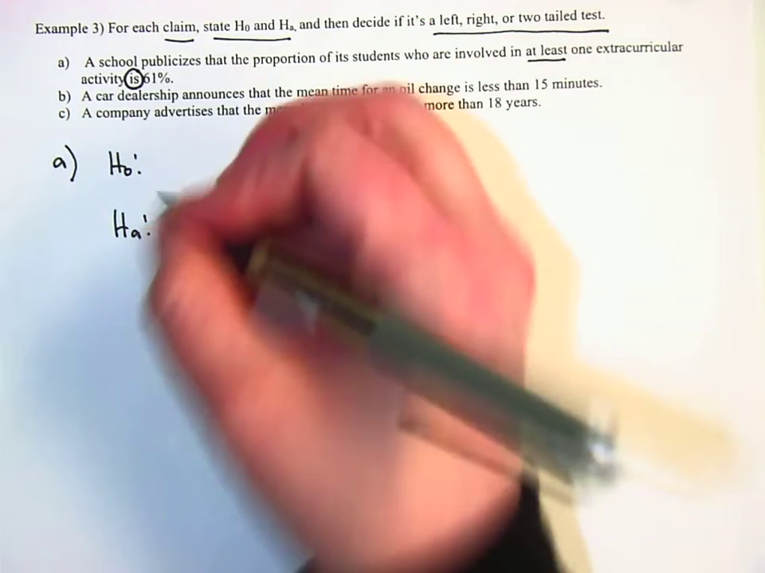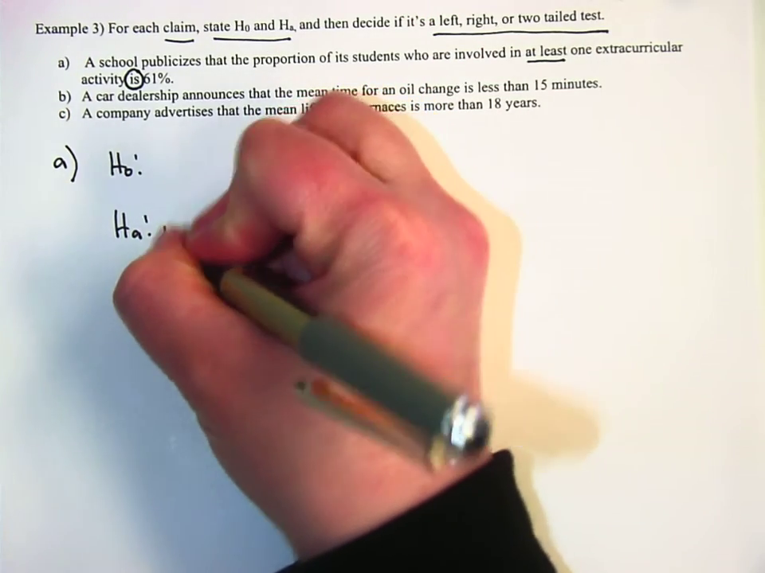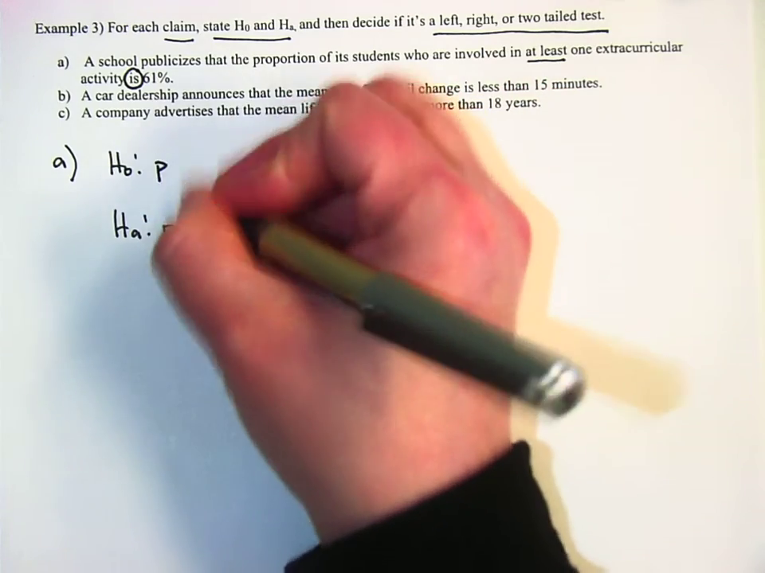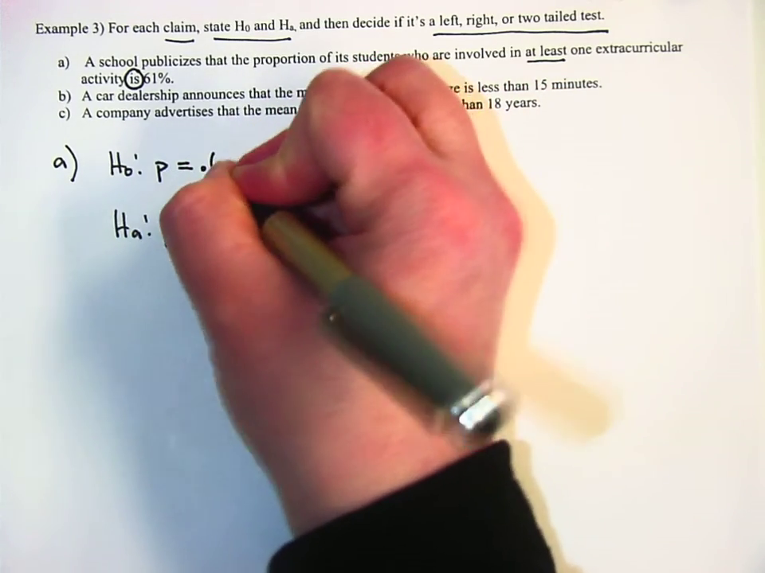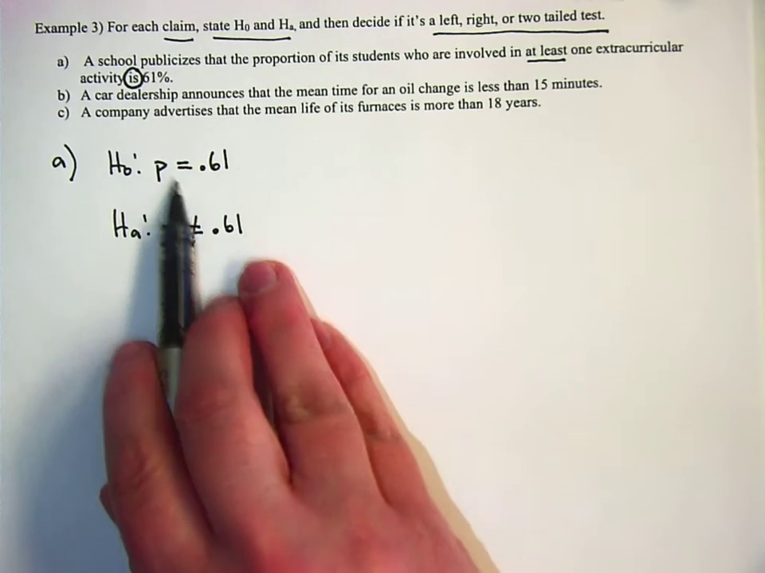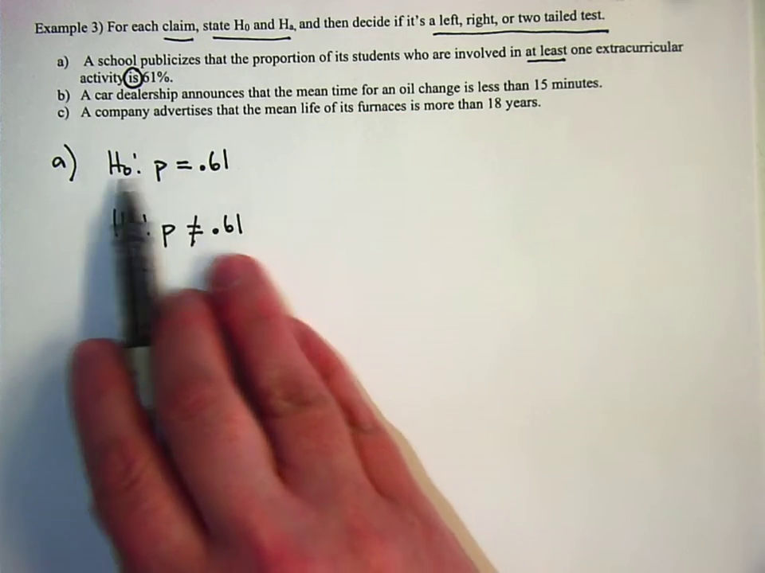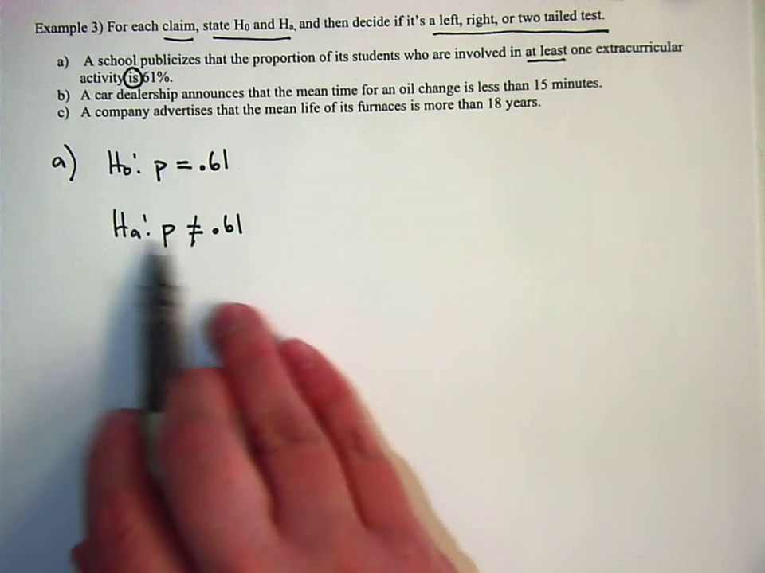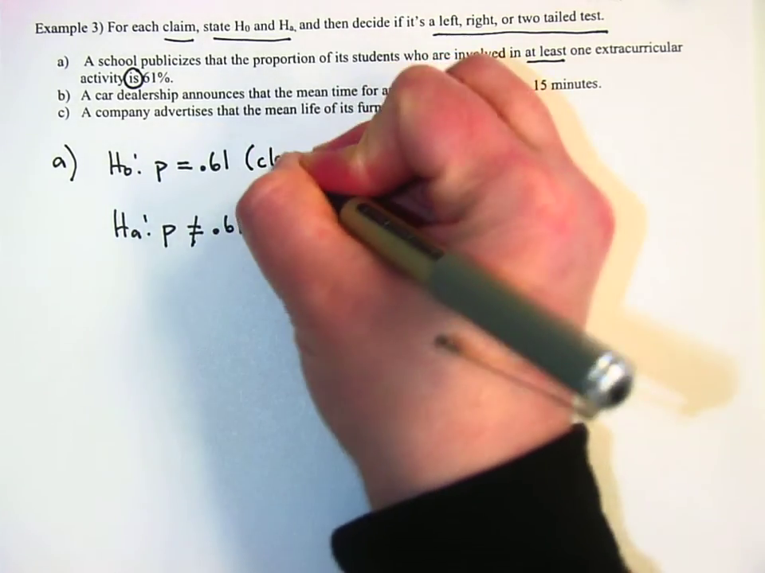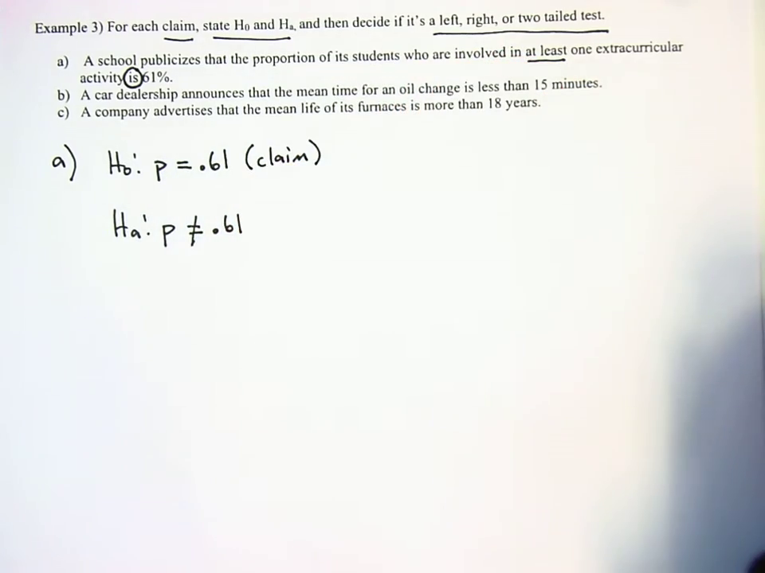It is 61%. This is a proportion, so I'm using the letter P. The proportion is 61%. Opposite of that is the proportion isn't 61%. Equals to is H sub O because it has an equals to. Not equals to, it has to be H sub A. This is their claim right here. This time the null is the claim.